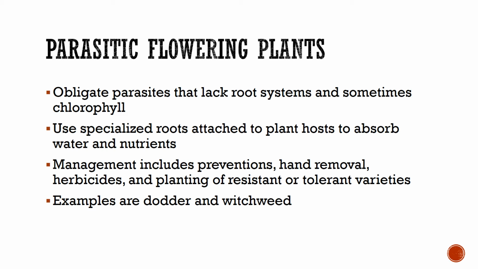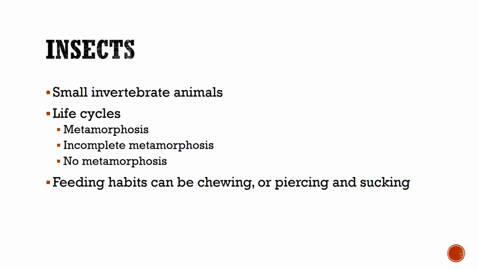So we manage this by prevention. You actually go in and remove it with your hand. Herbicides are a very common way. Planting resistant and tolerant varieties. Again, that's a huge science in plant and soil science, finding varieties that will be tolerant to parasitic flowering plants. The dodder and the witchweed are very good examples of those.